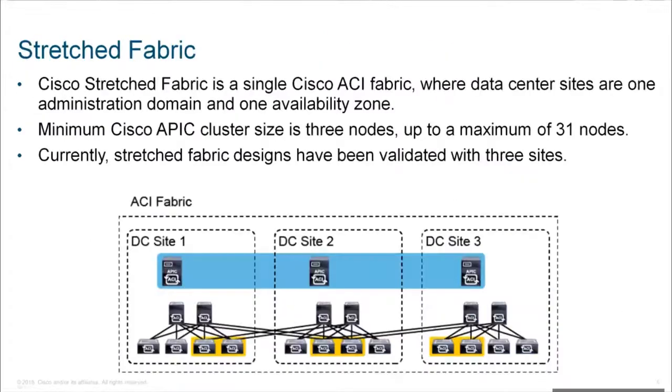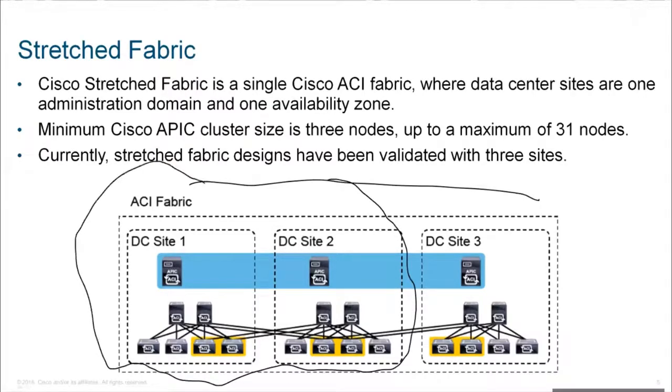Okay. Let's start with stretched fabric. It is a single ACI fabric which is spread across multiple physical clusters. Cisco has validated up to 3 sites. You see, that's the maximum they have validated. So initially it was only 2, and then in one later release, now I keep forgetting all those release numbers, the minor update was adding a 3rd site.